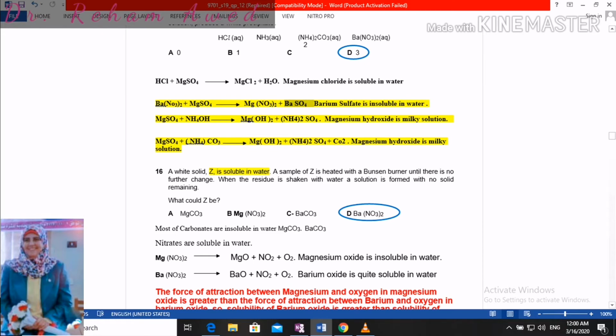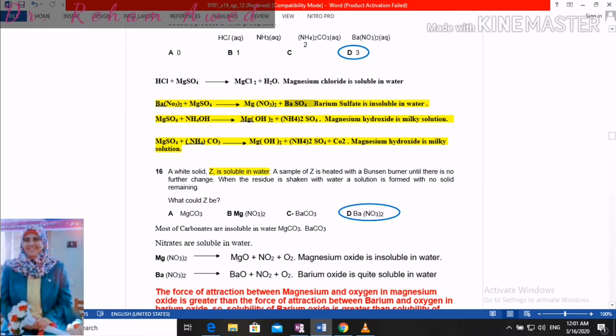When the residue is shaken with water, a solution is formed with no solid remaining. Which could Z be? At first, Z is soluble in water. Most carbonates, we can say all carbonates, are insoluble in water. As the carbonates are insoluble in water, we will cancel magnesium carbonate MgCO3 and barium carbonate BaCO3. Number 2, we still have magnesium nitrate and barium nitrate.